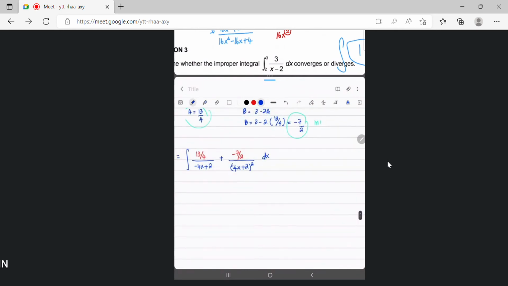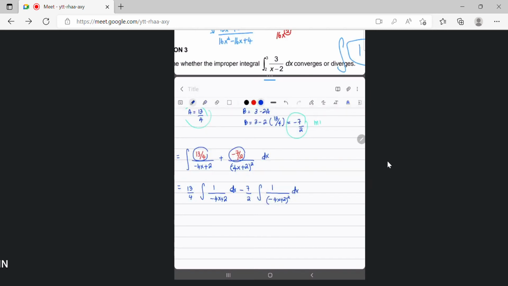Okay, so the next part, split the integration. Since we have the constant here, just put outside the integration. So you will get a 13 over 4, integrate 1 over negative 4x plus 2. Okay. Dx minus, sebab ni kita letak kat luar kan. Minus times with plus, so you will get the minus here. So negative 7 over 2, 1 over negative 4x plus 2 squared dx.